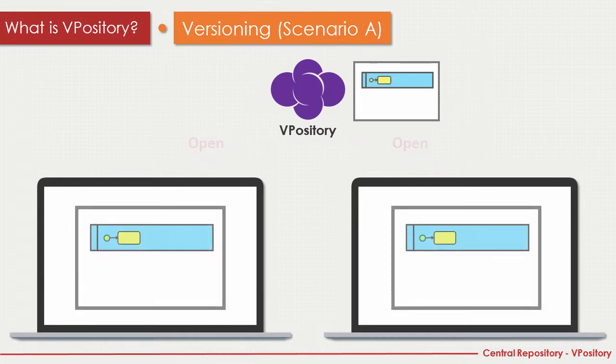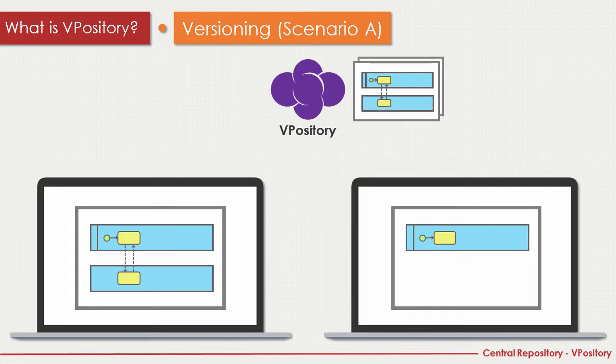First of all, both team members check out the project, and the project now has one business process diagram and has a pool and one task. The first member edits the business process to introduce a new pool and new task. Then he commits the change to the VPository. Now the VPository creates a new revision, and then the second user updates the change from the VPository. Now both members have the same diagram.